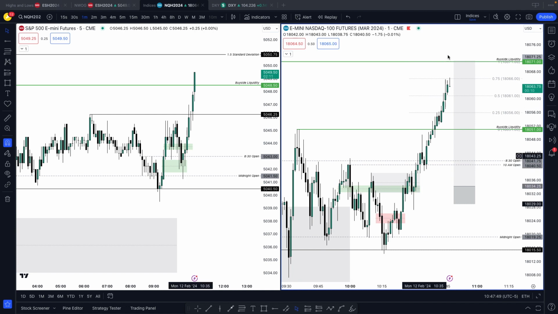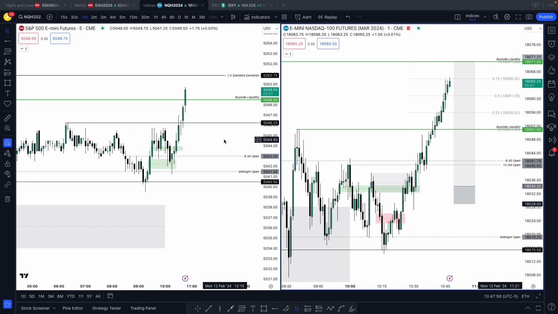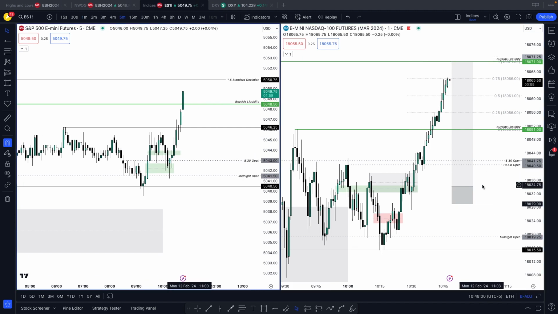Does anyone have any questions about this trade, the silver bullet idea, the 10 a.m. open, low, high, close framework? Entry models, any of that sort of stuff?